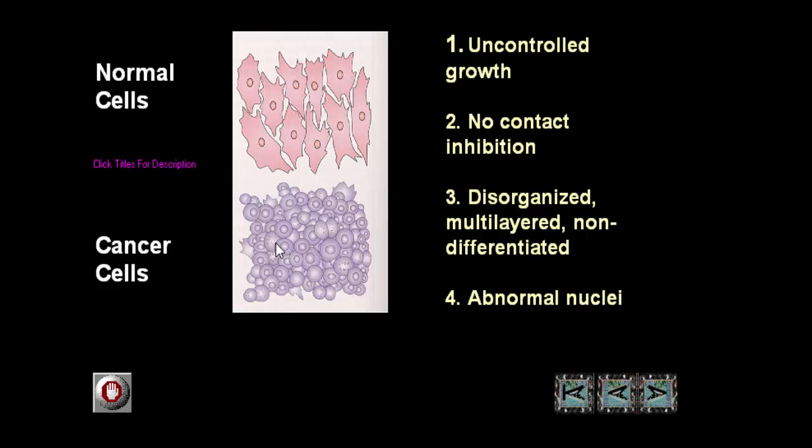Notice the nuclei. Some are absent, some are big, some are small. They grow on top of each other, multi-layered, disorganized. They're non-differentiated. This one may think it's an eyeball. This one may be developing into skin cells. This one may be developing hair. And again, notice the abnormal nuclei.